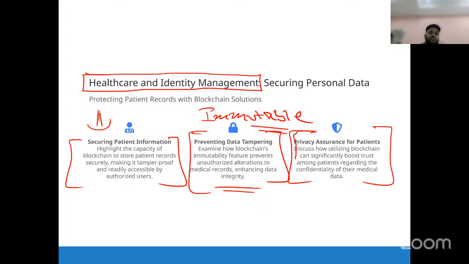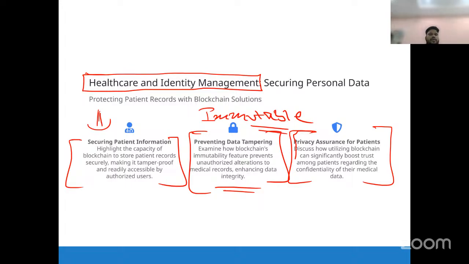So now a quick question to all of you. Tell me, why do you think it's important to store the patient records securely? Can't we leave the patient data open? Why do we need blockchain?